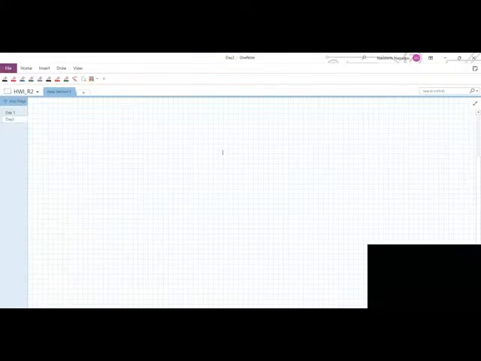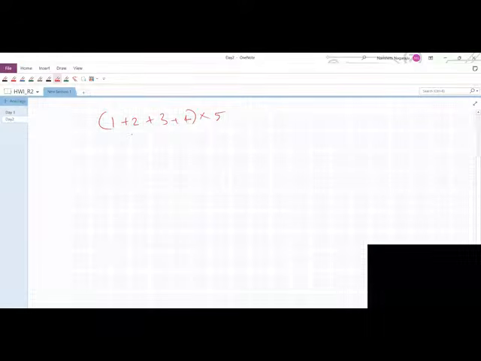For example, here I will give a basic example. If you are given an addition or multiplication like (1 plus 2 plus 3 plus 4) into 5, this problem can be solved by using the associative property for multiplication. To solve this problem, you can either sum up everything first and then multiply it with 5. Like 1 plus 2, 3, 3 plus 3, 6, 6 plus 4, 10. 10 into 5 equals 50.